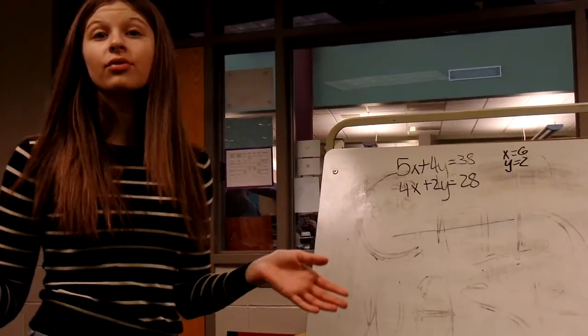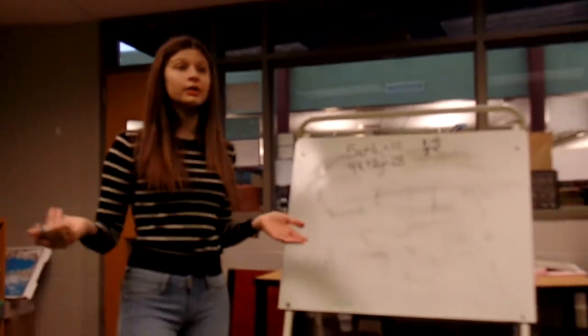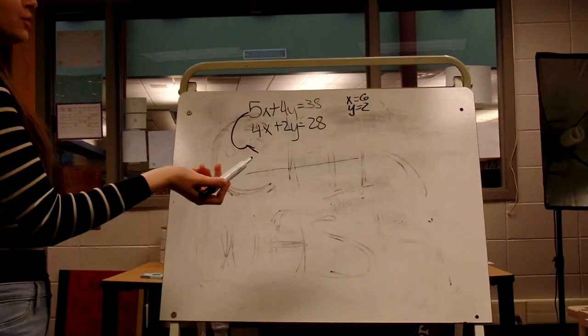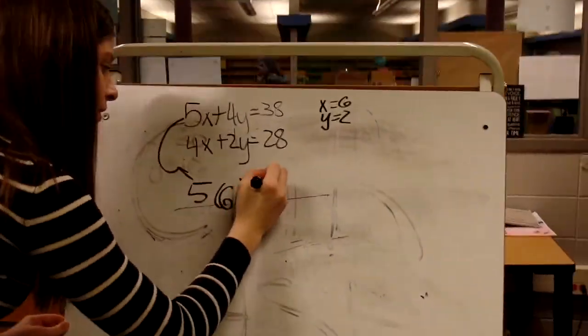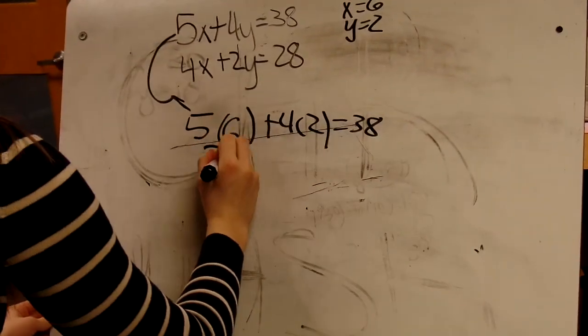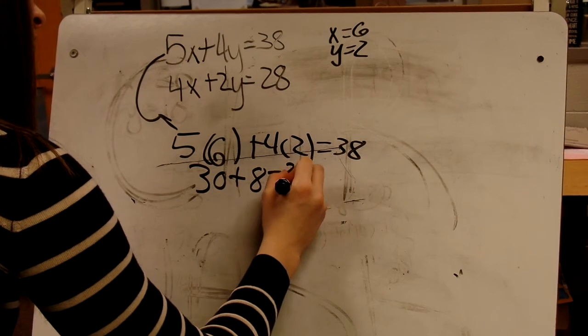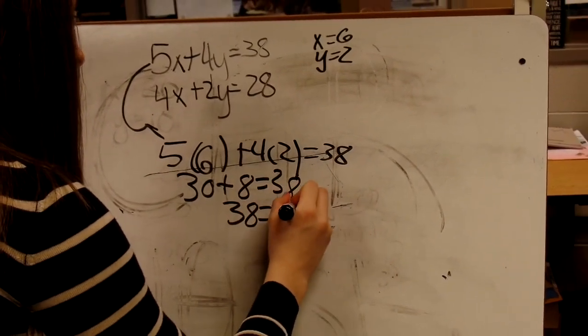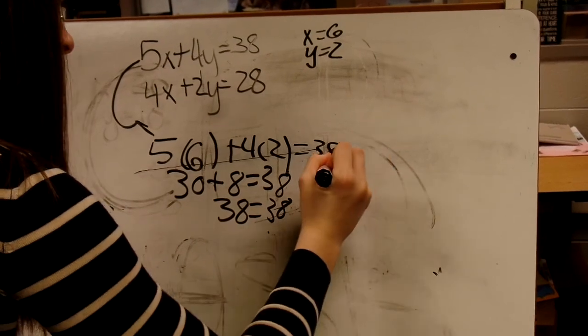To ensure you have the right answer, you're going to do a check. So to do this, you're going to pick your first equation. You can substitute your answers for x and y. Which simplifies further into 38 equals 38. And then you know that that is the correct answer.